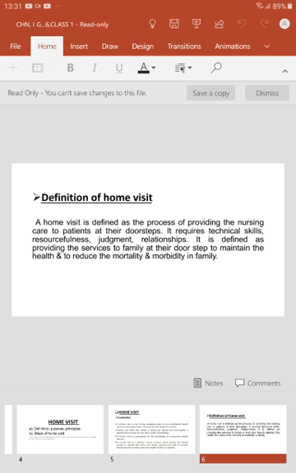Next is the definition of home visit. A home visit is defined as the process of providing nursing care to the patient at their doorstep. That is, the process of giving nursing care services to the patient or family members at the doorstep is called a home visit. What it requires is technical skills, resources, and judgment relationship.